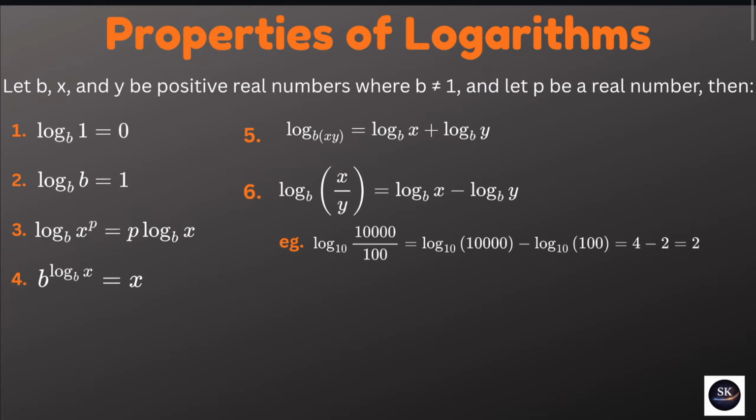Now I have demonstrated it in this way to verify the property and show you that it could be solved in this way as well. The simpler method for this would be that we just divide 10,000 by 100, which will give us 100, and then log 100 to the base 10 is going to be 2.